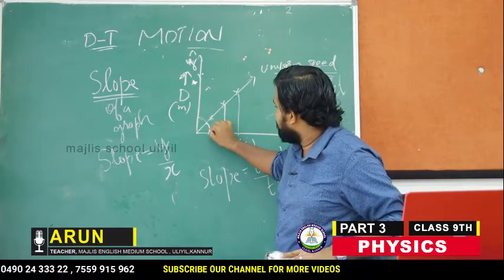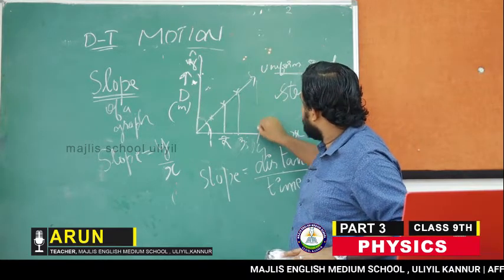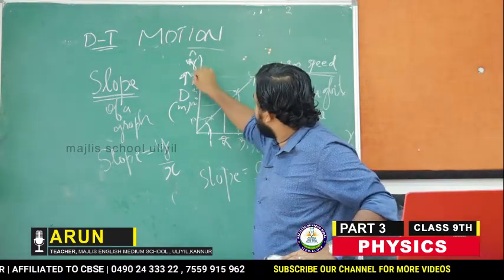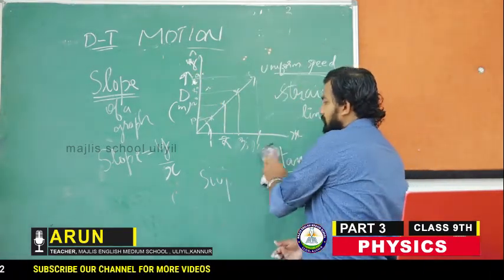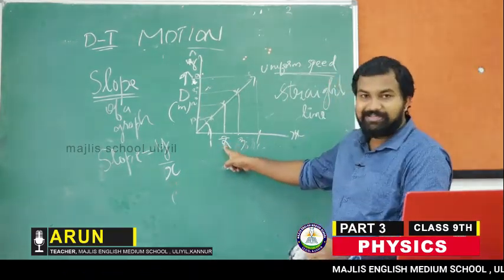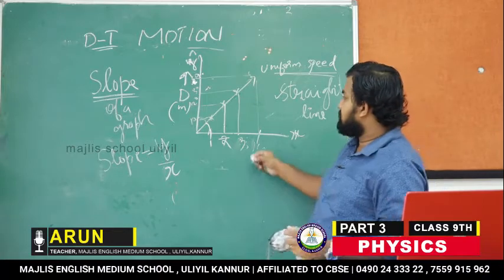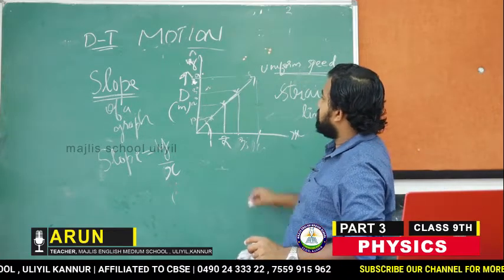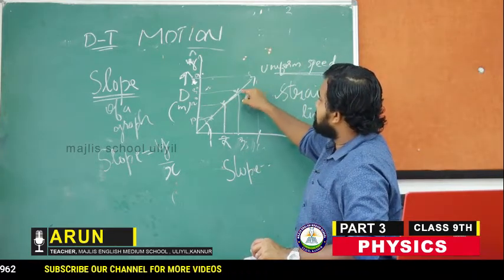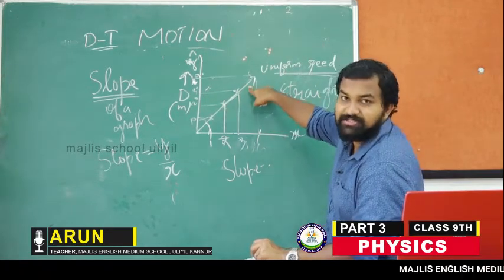So, for example, 1, 2, 3, 4, and 10, 20, 30, 40. If you want to find out the speed of the body moving from time 2 seconds to 3 seconds, what will you do? Just take the slope. How to find out the slope? Here the slope is equal to how much distance it moved. It reached 30 meters. From 20 meters it reached 30 meters.